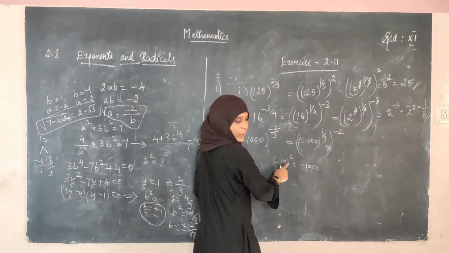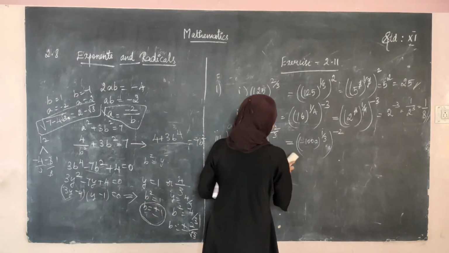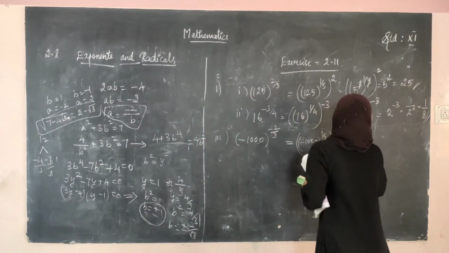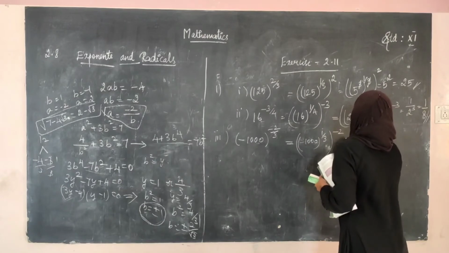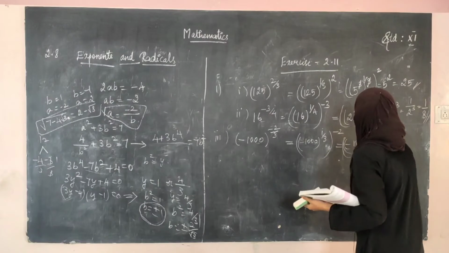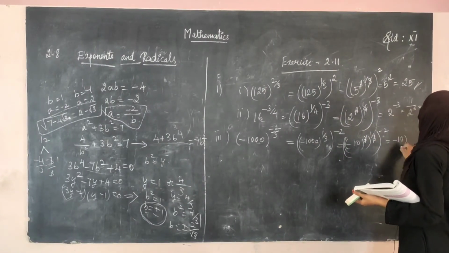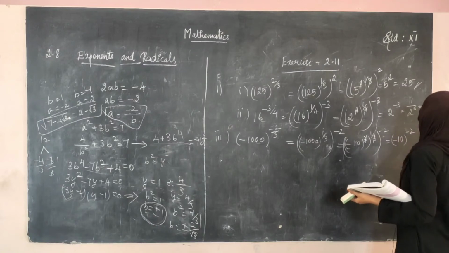Right? When you cube it, what happens to the negative sign? It will remain negative. So this can be written as minus 10 power 3 the whole power 1 by 3 the whole power minus 2. Okay, so what happens? This 3 and this 3 gets cancelled. The remaining is minus 10 the whole power minus 2.